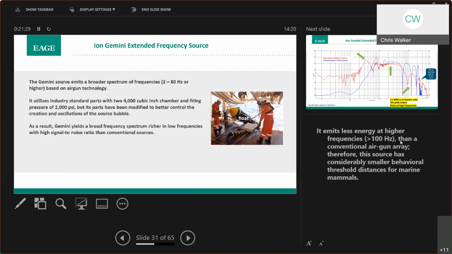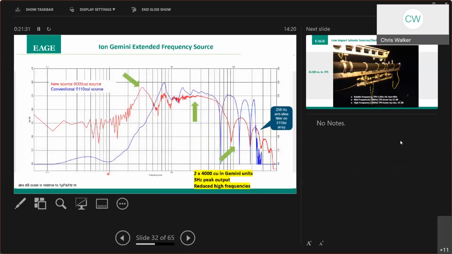If we can go to the next slide, please. We see the spectrum compared of the 8,000 cubic inch source in red, showing a peak just below 3 Hertz, compared to a 5,000 cubic inch conventional source. Both sources operated at 2,000 PSI. So we do have much richer low frequencies from the Gemini source as advertised.